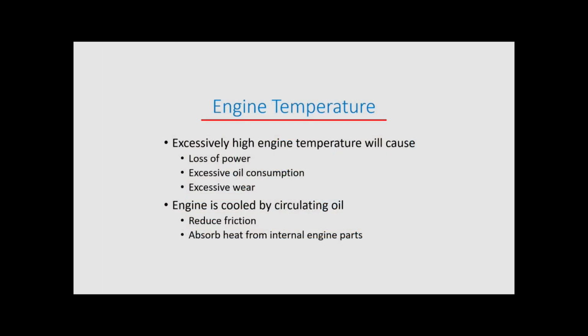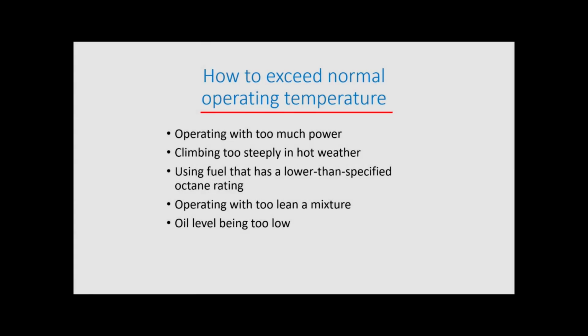Moving on to engine temperature. Excessively high engine temperature will cause loss of power, excessive oil consumption, and excessive wear. Remember that the engine is cooled by circulating oil that is used to reduce friction and absorb heat from internal engine parts. This is how to exceed normal operating temperature: operating with too much power, climbing too steeply in hot weather, using fuel that has a lower than specified octane rating, operating with too lean a mixture, or the oil level being too low. Basically, all these are things that you don't want to do.